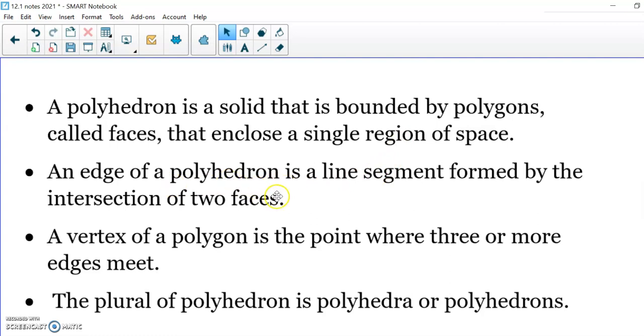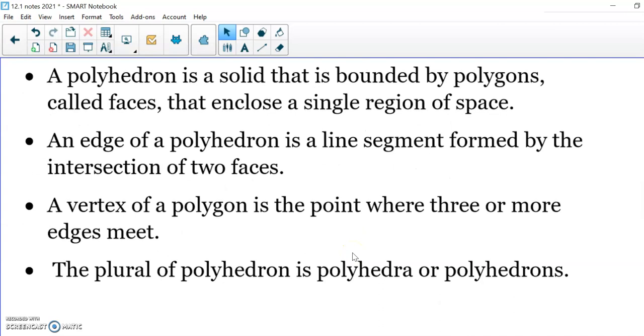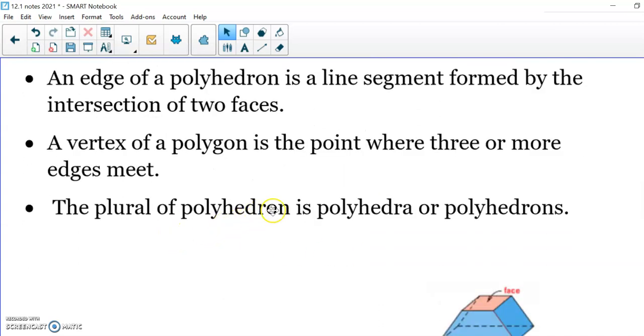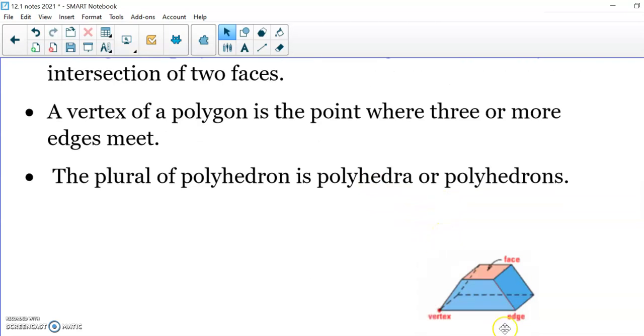The edges are the line segments, the vertices are the points, and we can say a plural for polyhedron. We can say polyhedra, or we can just say polyhedrons. So again, an edge would be this line segment, the vertex or the corners maybe, and each of the sides are what we call the face.